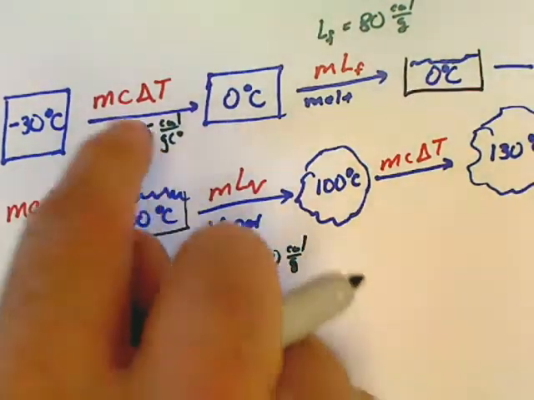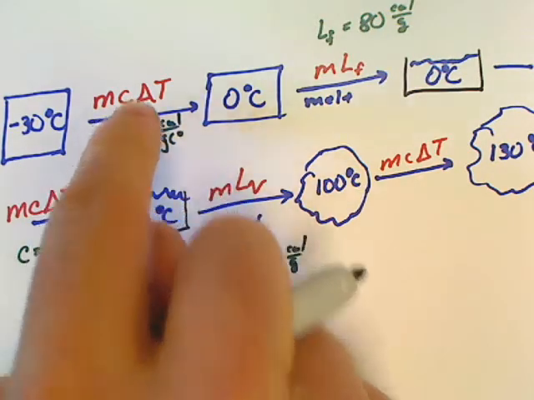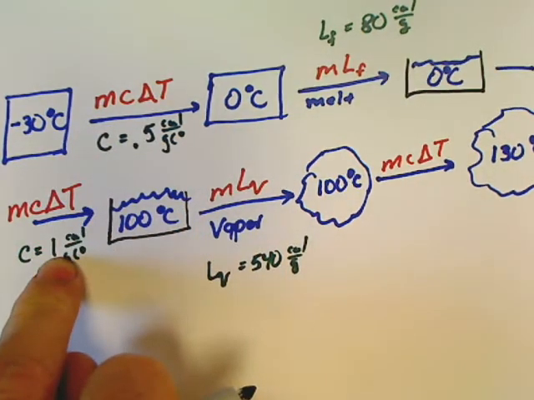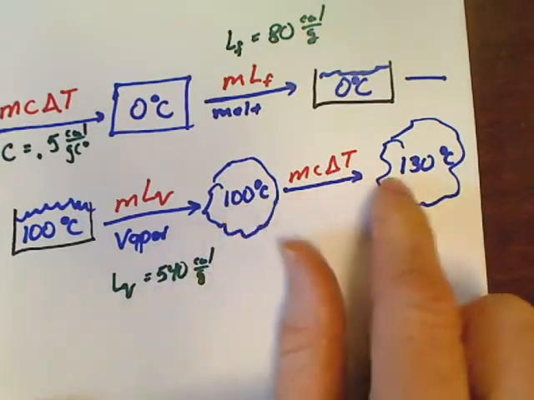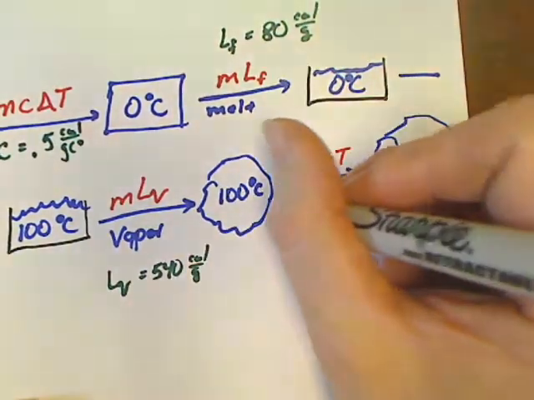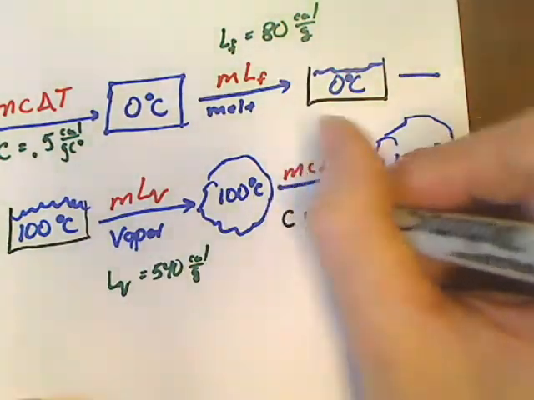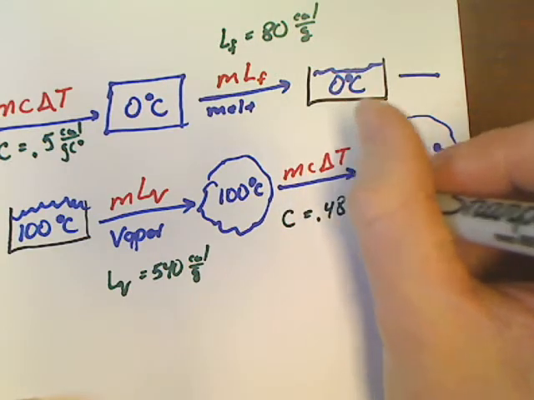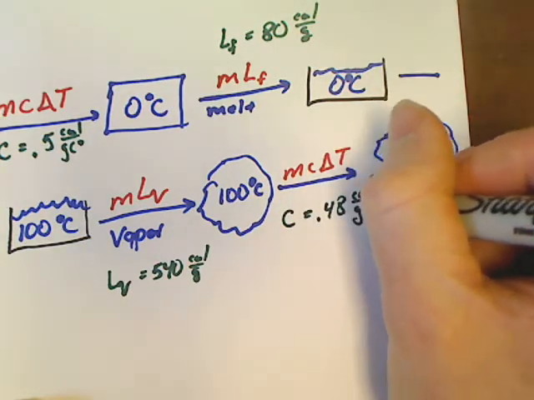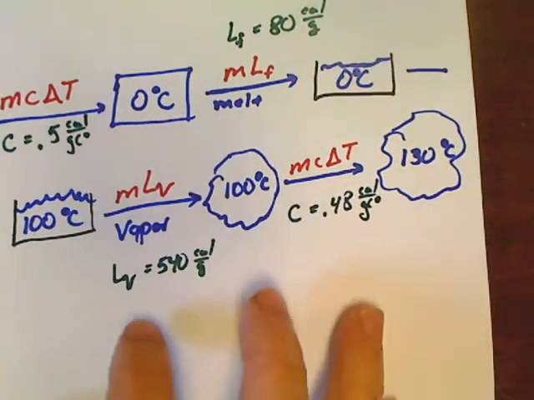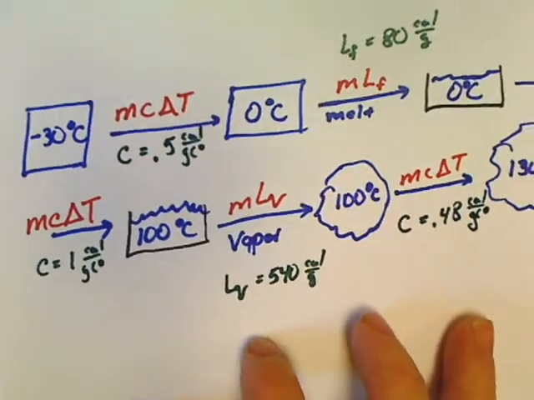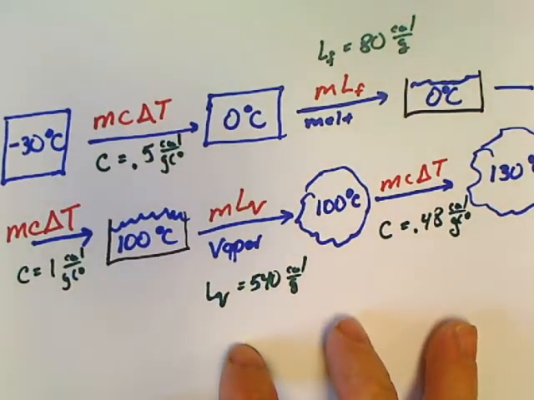Well, you've got to think. C for ice has its own unique value. C for water has its own unique value. What about when we try heating up the steam? Well, you win again. C for steam is 0.48 calories per gram Celsius degree. So every phase of matter has its own unique C.